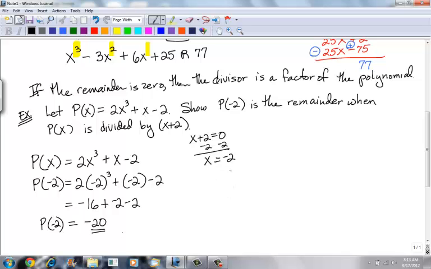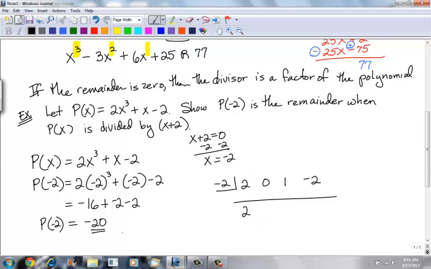Okay, then do synthetic division. So take just the coefficients: 2, they left out a term, they left out an x squared, and 1 and negative 2, and you're going to divide by negative 2. So do synthetic division. First step is just add going down. Bring the 2 down to start.